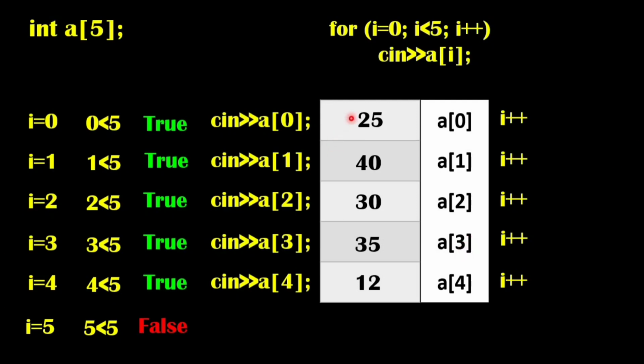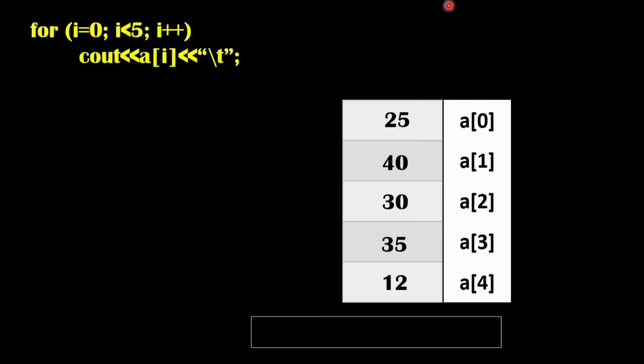So we have entered 1, 2, 3, 4, 5 elements. Usually we follow this method to input elements into the array. Next let's see how to print the values of an array. So we have an array here. The array name is A. We have all these values 25, 40, 30, 35, 12. They are placed at a[0], a[1], a[2], a[3] and a[4] respectively. So we have a code here.